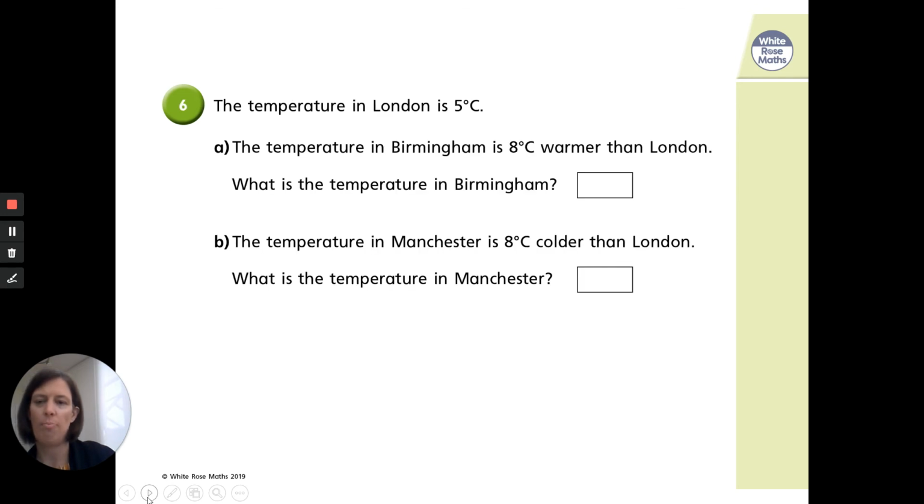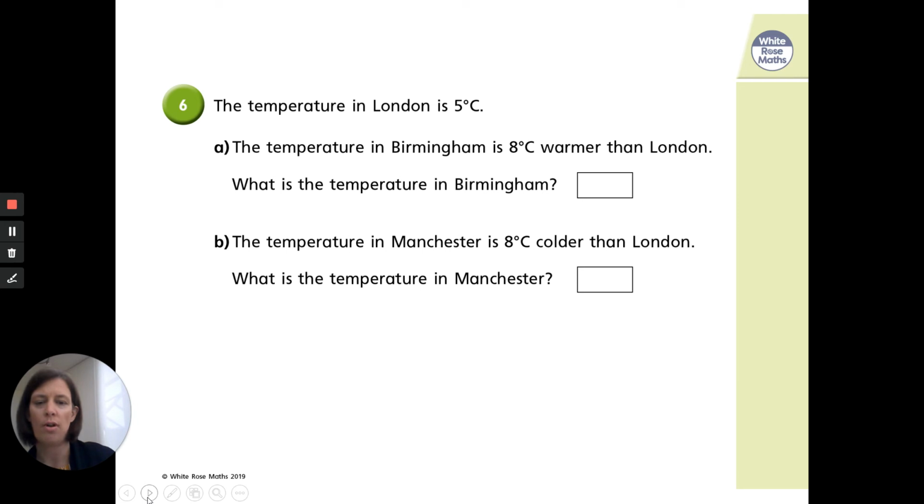Okay, a little bit of a problem to solve now involving temperature. Temperature is one of the places where we'd use negative numbers quite a lot. When it gets below 0, that's when it's below freezing point. So the temperature in London is 5 degrees. The temperature in Birmingham is 8 degrees warmer than London. So it was 8 degrees more than it was in London. What's the temperature in Birmingham going to be?